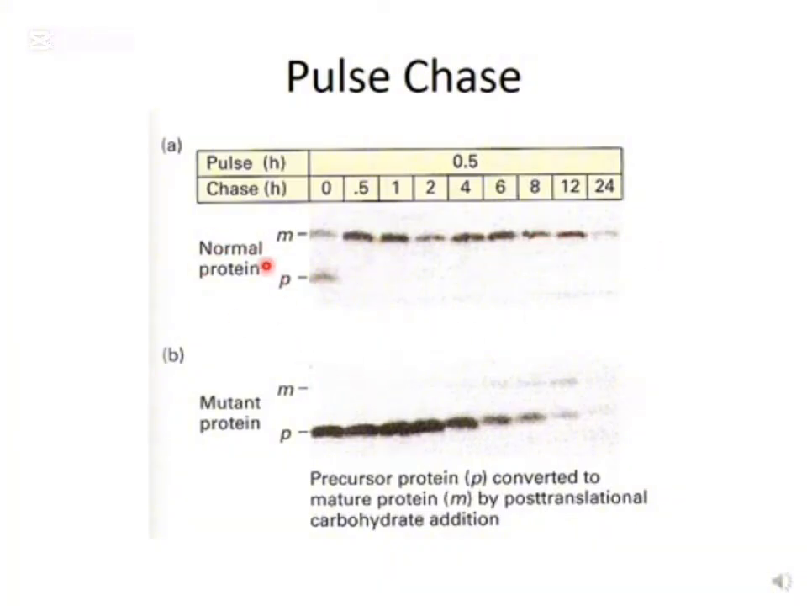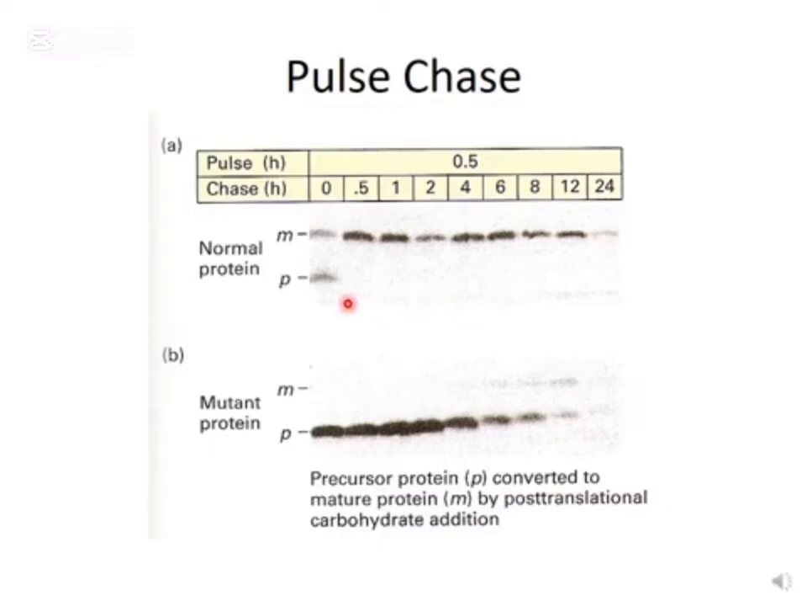So for the normal protein, at the beginning, in the first half an hour, we have both the precursor and the mature proteins that are radio labeled. However, over time, there is no precursor that's radio labeled, only mature protein that's radio labeled. And if you see, over time the signal gets fainter until 24 hours, when the signal is very faint.